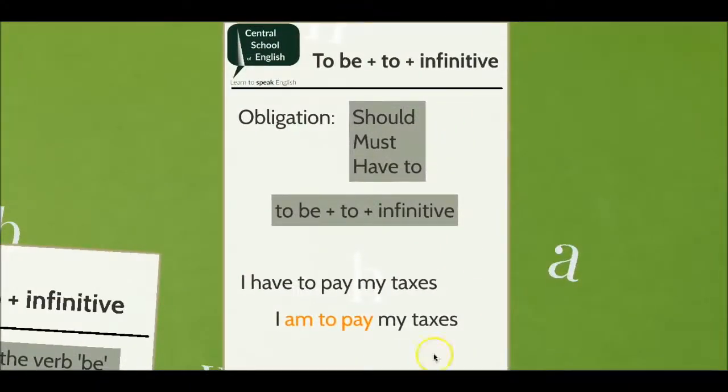When we wish to communicate an obligation in English, we use the verbs should, must, and have to. However, we can also use the structure to be plus the infinitive with to communicate an obligation. For example, I can say, I have to pay my taxes. I can restate this sentence as, I am to pay my taxes. Each of these sentences communicates the idea of obligation. However, the second sentence is more formal.